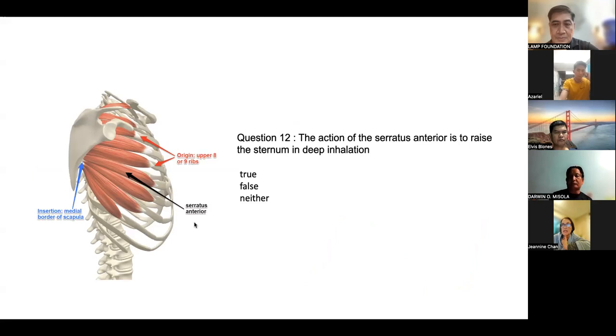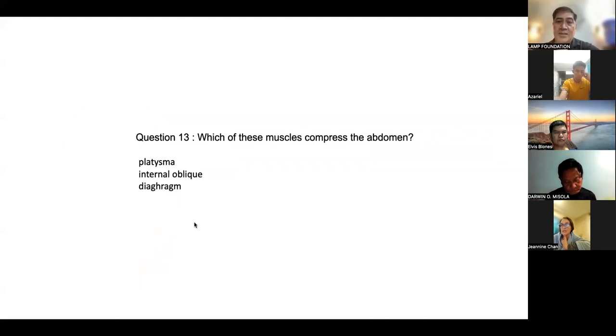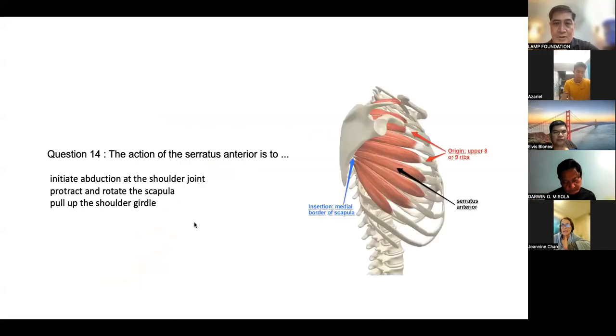It raises, it's part of the scapula. Okay, rotates the scapula. Not the sternum. Which of these muscles compress the abdomen? Internal oblique. Very good. The action of the serratus anterior is to protract and rotate the scapula.